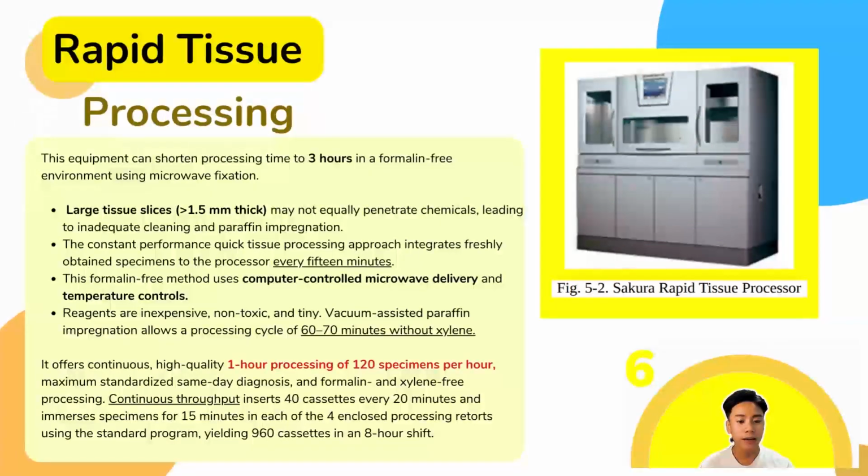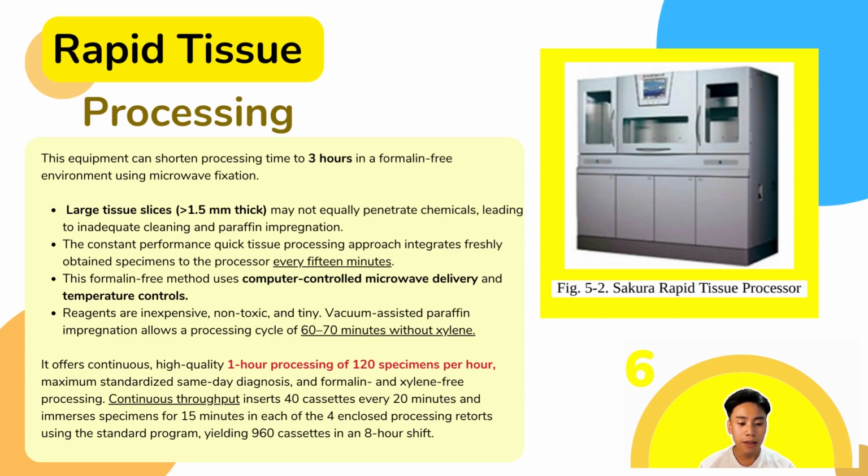Joshua? This equipment can shorten processing time to 3 hours in a formalin-free environment using microwave fixation. Large tissue slices greater than 1.5 mm thick may not equally penetrate chemicals, leading to inadequate cleaning and paraffin impregnation. The constant performance quick tissue processing approach integrates freshly obtained specimens to the processor every 15 minutes.